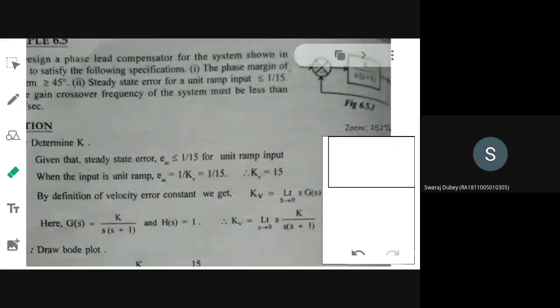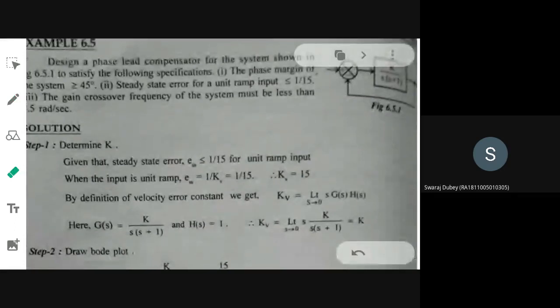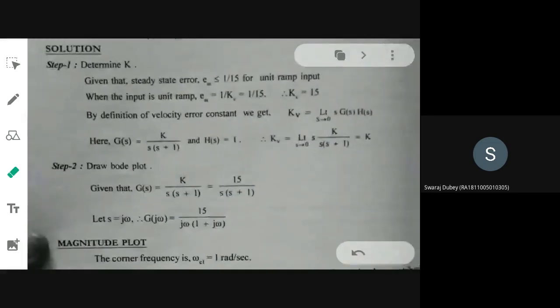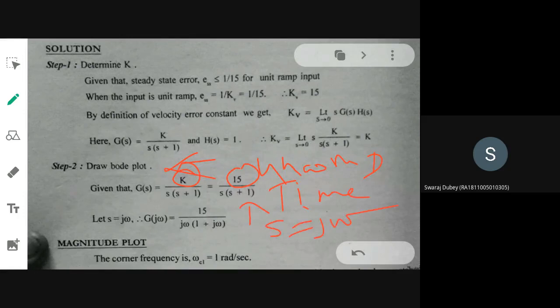So what is your next step? You have to draw the Bode plot for the uncompensated system. This was your K that you have substituted to be 15. Then you have to check whether this is in time constant form. Already it is in time constant form. Then you have to substitute s equal to j omega. So that will be 15 divided by j omega into 1 plus j omega.